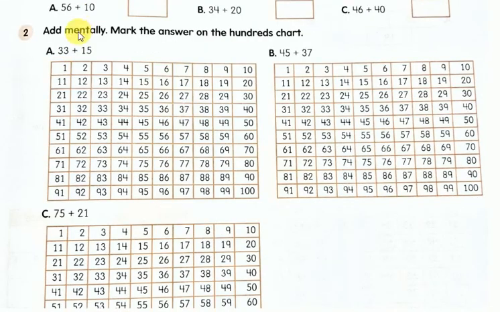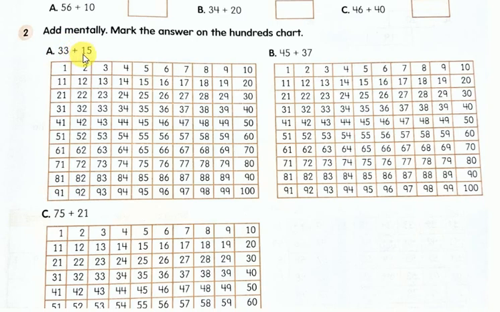Question number 2 is add mentally and mark the answer on the 100 charts. There are 3 100 charts and 3 questions given here. You have to add mentally. I already told you the steps in my previous class how to add mentally. First you have to think of the bigger number. 33 plus 15. Which is the bigger number? 33. Think of the bigger number.